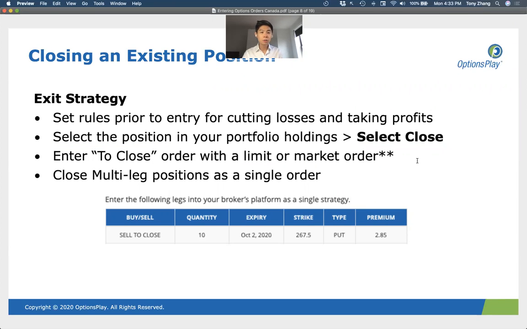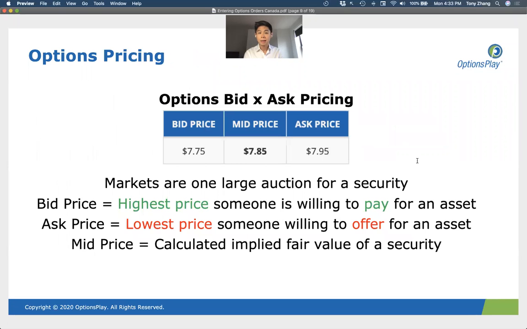So that covers just the basics of entering and exiting an options position. Now, the part that I want to spend a bit of time on is understanding the bid and ask price, because whenever you're trading options, you're going to notice that there's a bid price and an asking price. I want to talk about what these mean and how you should use them, and what information this actually provides you when you're looking at that bid-ask quote.